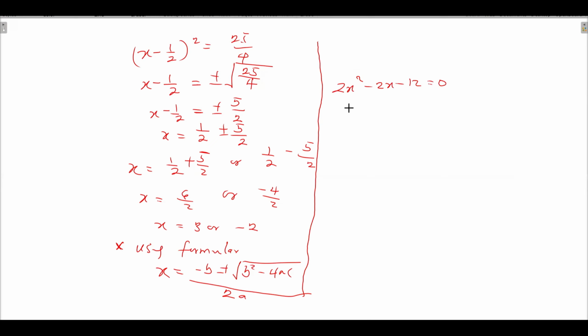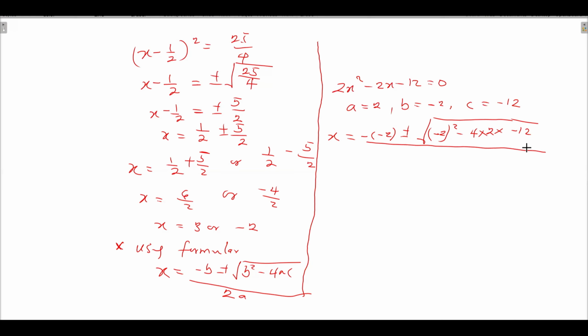Now, the coefficient of x squared is a, and that will be 2. The coefficient of x is b, and that's minus 2. And the constant term c will be minus 12. So let's apply the formula. x equals minus b, and b is minus 2, so minus into bracket minus 2, plus or minus root, b squared, minus 2 all squared, minus 4 times a times c, 2 times minus 12. Everything divided by 2 times a, which is also 2.